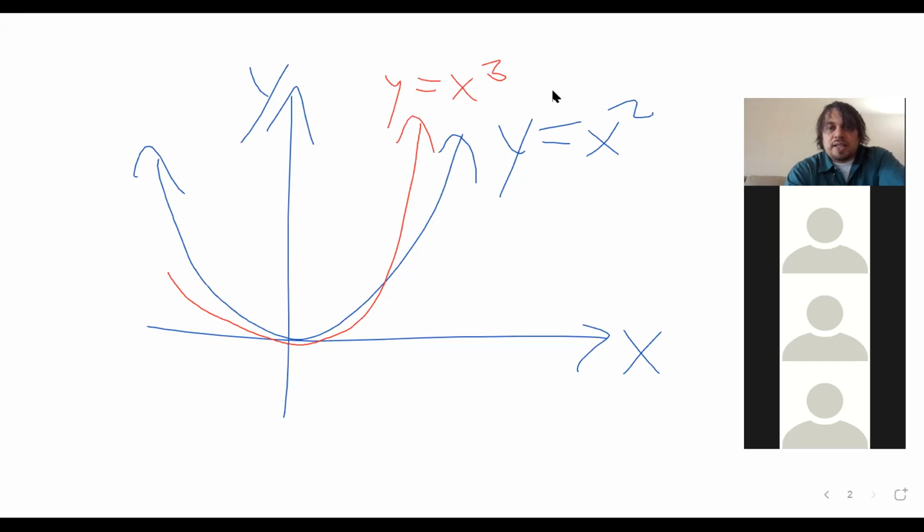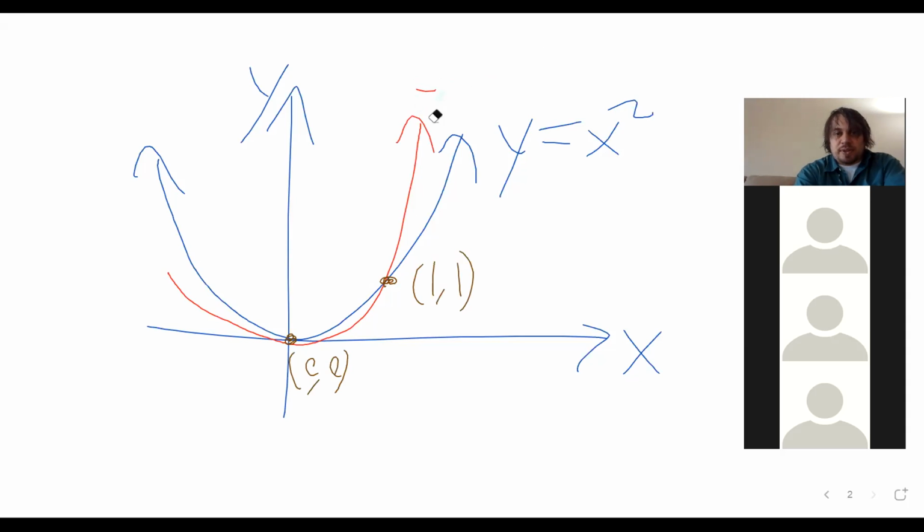Okay, and their intersection points are here and here. Okay, so this, Professor, intersection point, where are you getting x cubed from? Oh, y equals x and y equals x squared. Okay, I see.